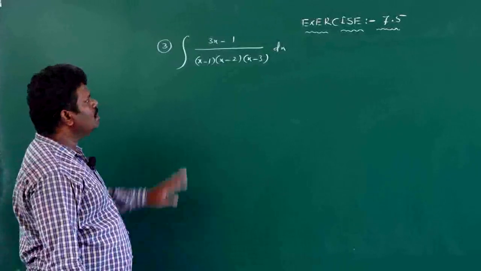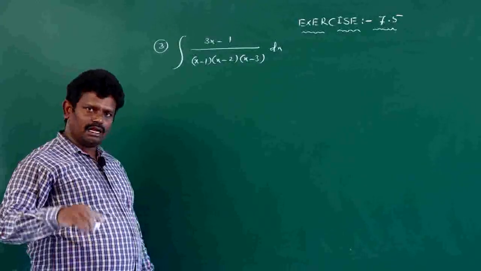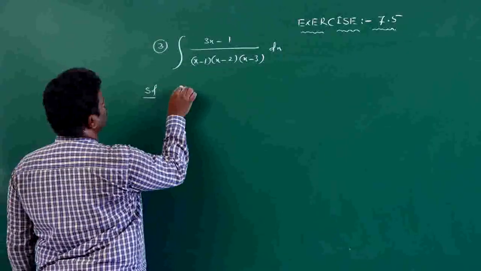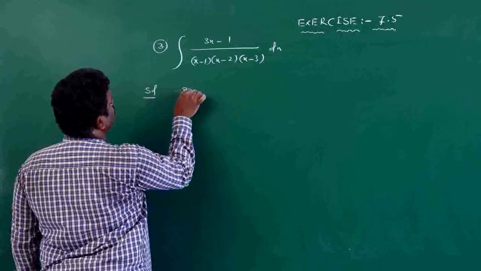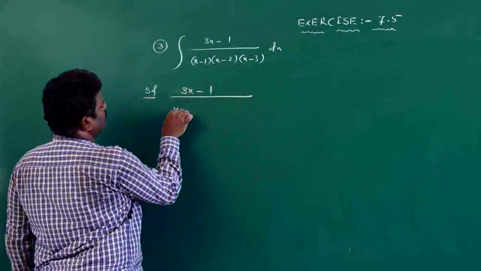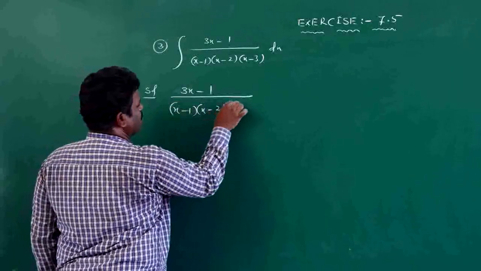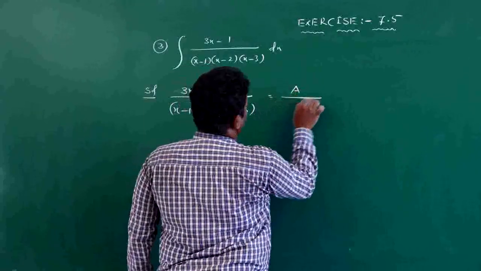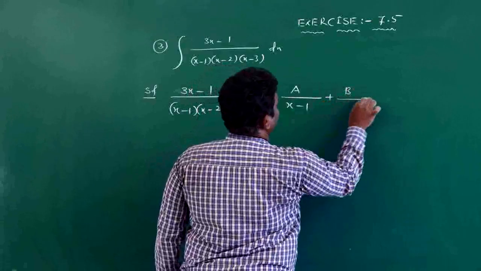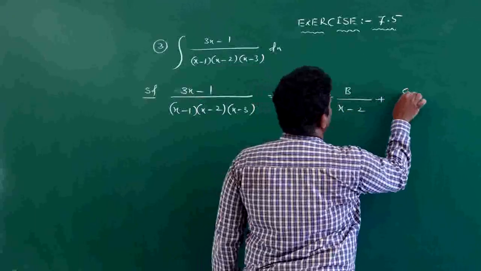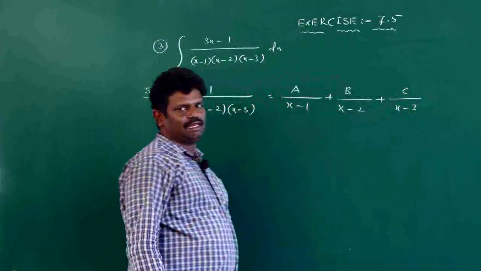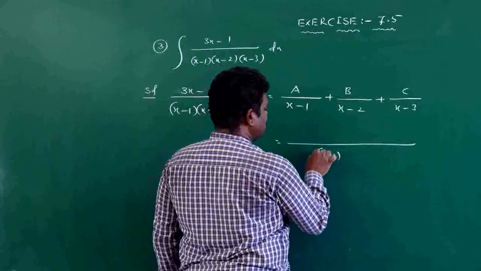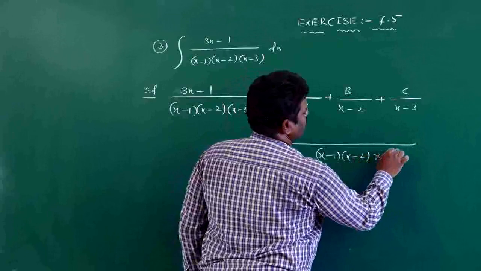Right? Third question, same model, but here it is linear factors, non-repeated, in product form. So here, the solution: the rational fraction 3x minus 1 by x minus 1 into x minus 2 into x minus 3 is equal to a by x minus 1 plus b by x minus 2 plus c by x minus 3. Okay? Now if we take the LCM, there are 3 factors: x minus 1, x minus 2, and x minus 3.